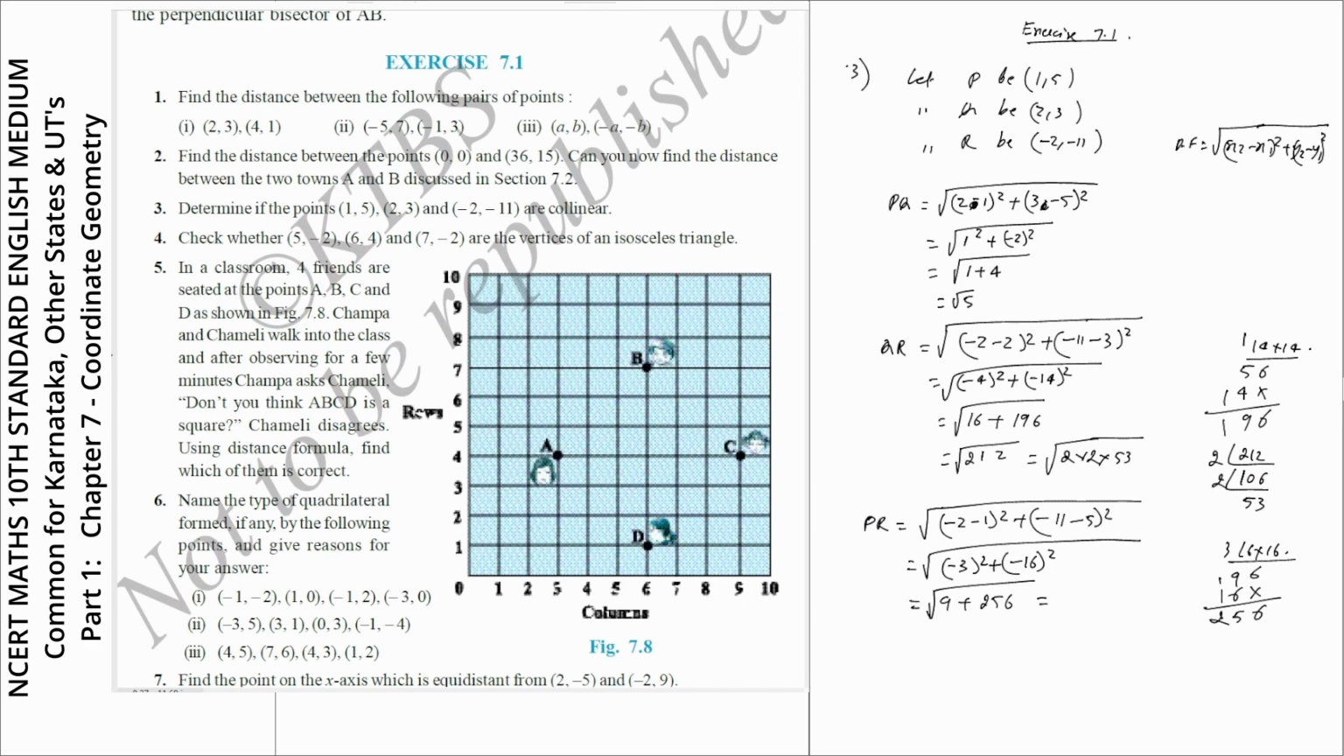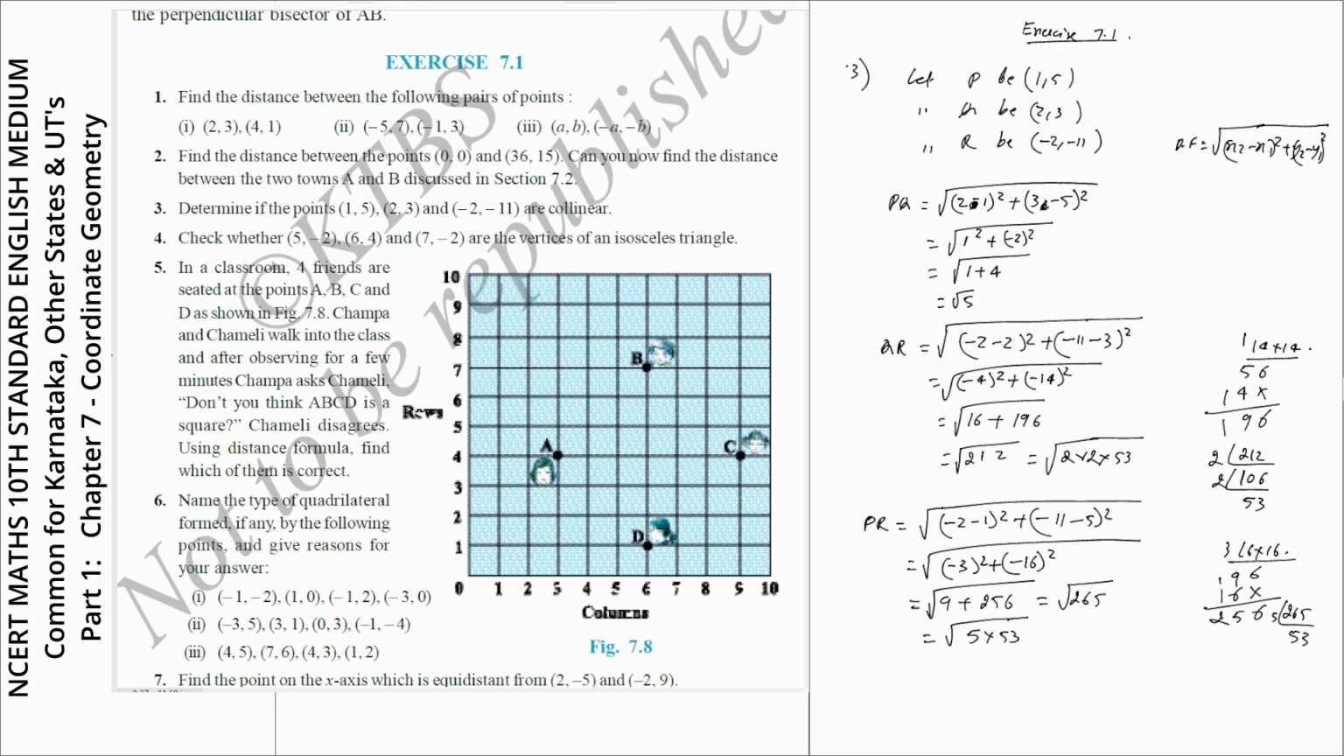So this is equal to 256 plus 9, which is 265. So 265, if I factorize it, 5 fives are 25, 5 times 53 is 265. So I can write it as the square root of 5 into 53. So 53 is a prime number, we can't divide it further.